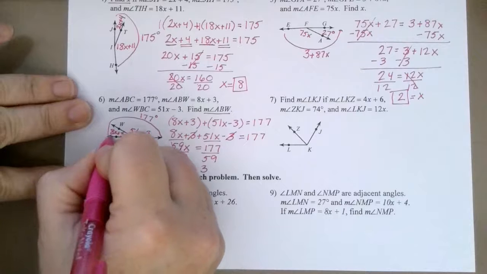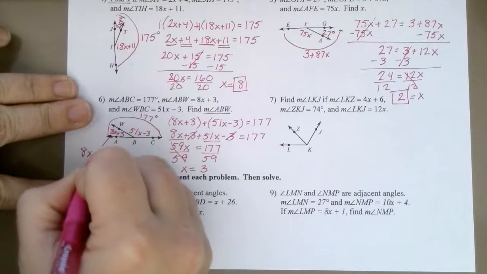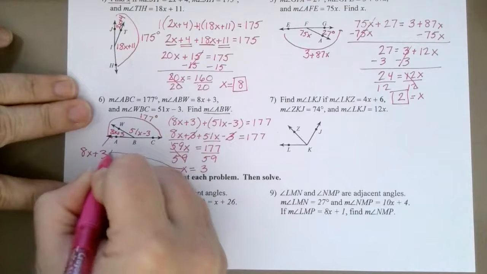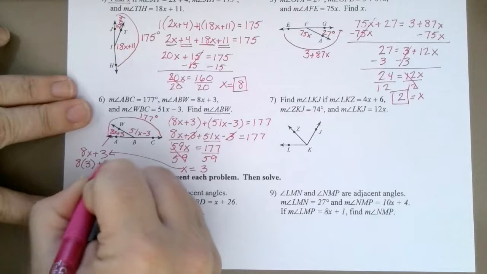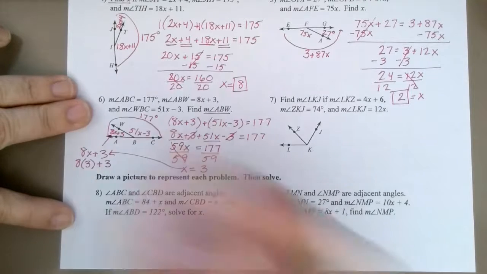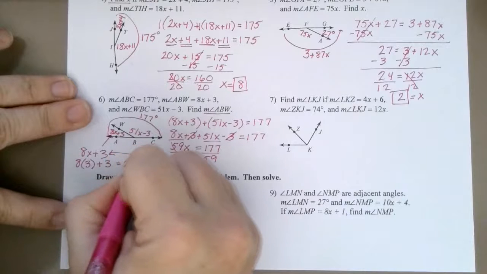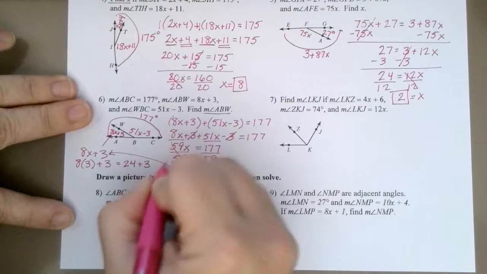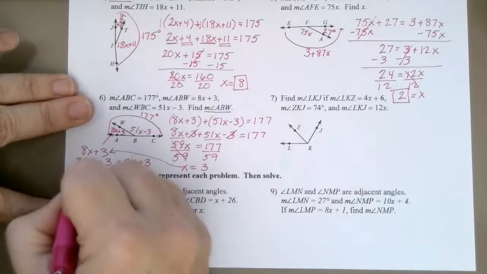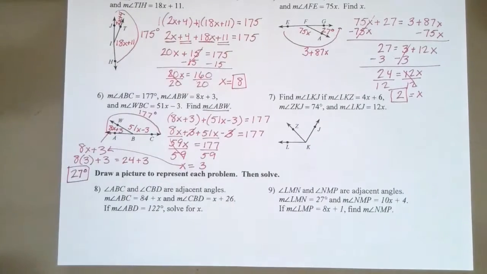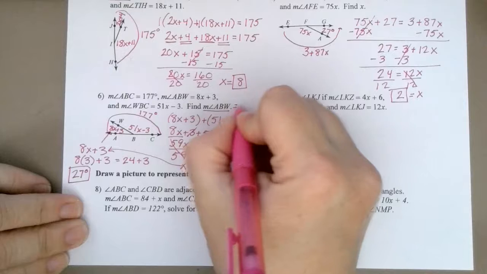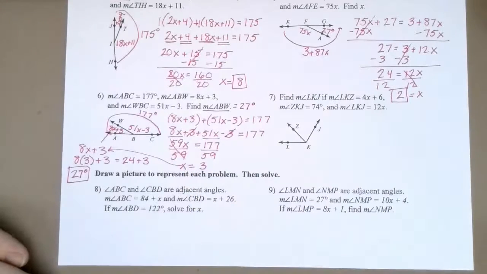Okay, so that means if this one is 8x plus 3, I'm going to take x and plug it in for x over here. So 8 times 3 plus 3. What is 8 times 3? Plus 3. So 27 what? 27 degrees is my answer. Or the measure of angle ABW equals 27 degrees. So? All right, you try number 7.